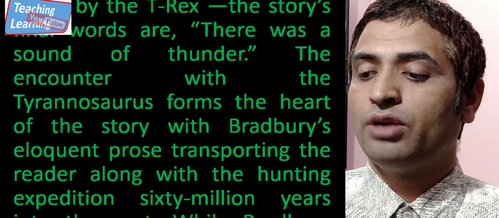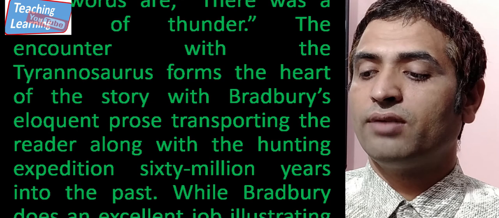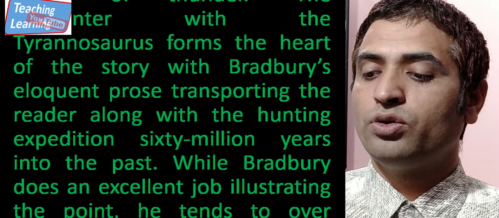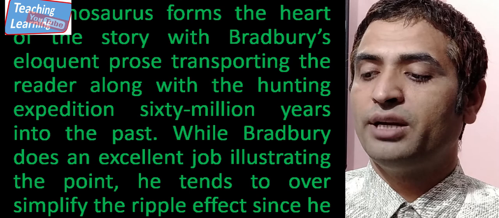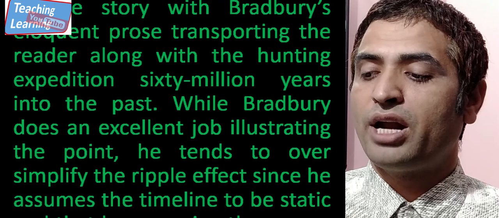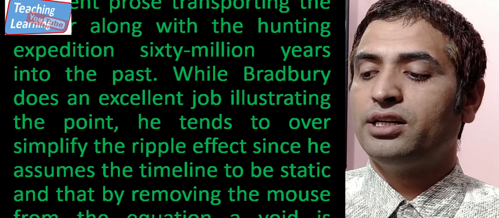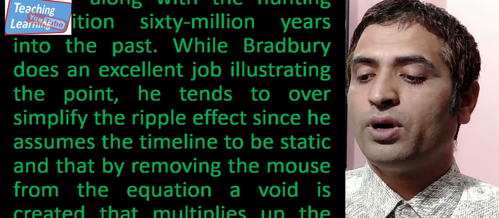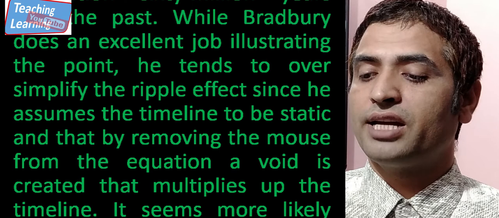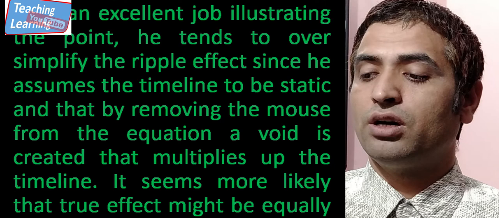The encounter with the Tyrannosaurus forms the heart of the story, with Bradbury's eloquent prose transporting the reader along with the hunting expedition 60 million years into the past. While Bradbury does an excellent job illustrating the point, he tends to oversimplify the ripple effect, since he assumes the timeline to be static, and that by removing the mouse from the equation, a void is created that multiplies up the timeline.